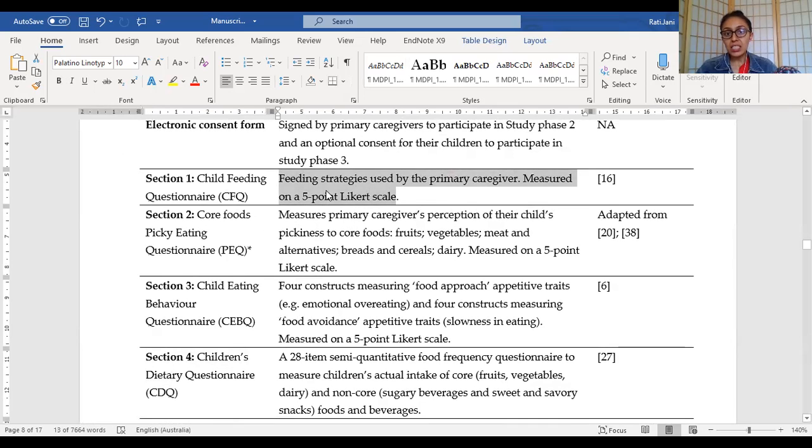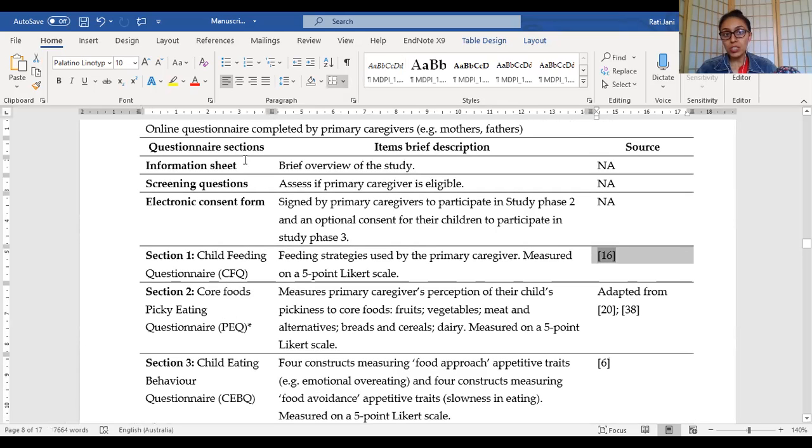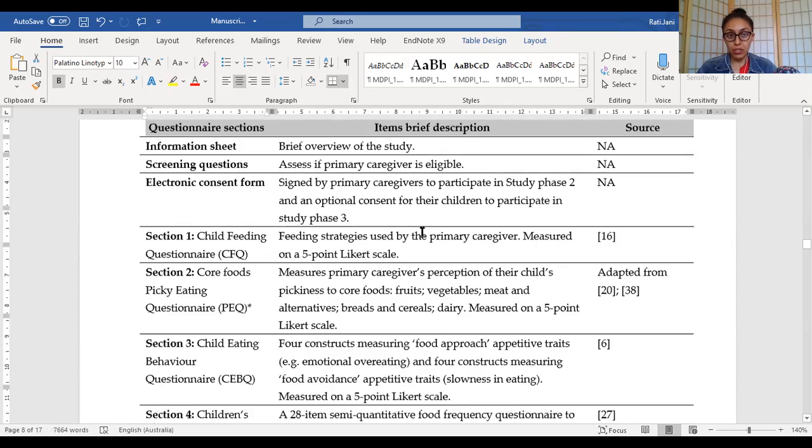Okay, so I give details like feeding strategies were measured on a 5-point Likert scale. Because this is a validated questionnaire, I just give the reference over here. So if you see, it is questionnaire section, item, brief description and source. Source meaning the reference.